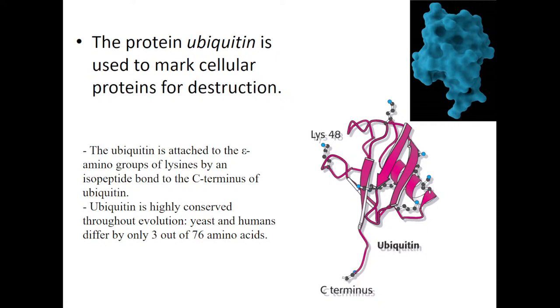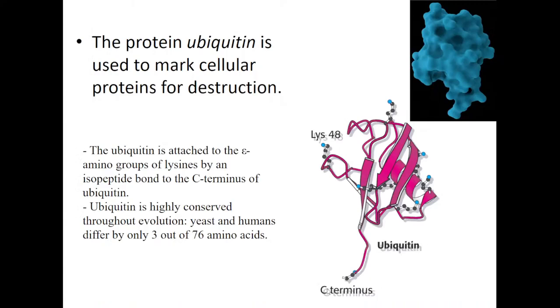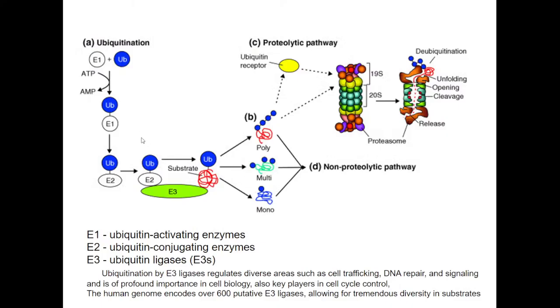For example, in yeast, single-cell organisms, and in humans, with 10 to the power 14 cells, the primary structure is practically the same. The difference is only 3 amino acids. Mutation in this protein leads to the impossibility of life. And ubiquitination is the interaction of the carboxyl C terminus with the substrate protein, and for it a specific enzyme system is necessary.